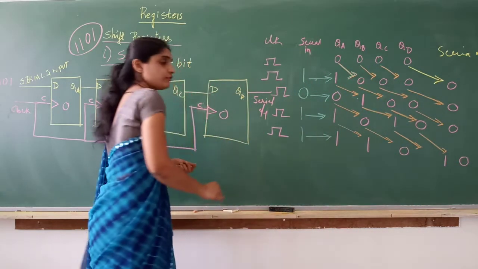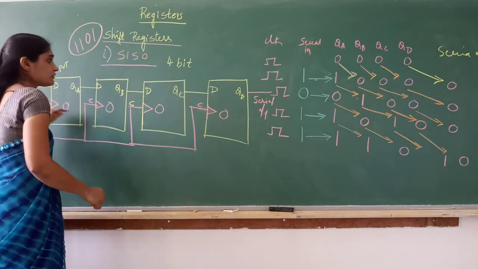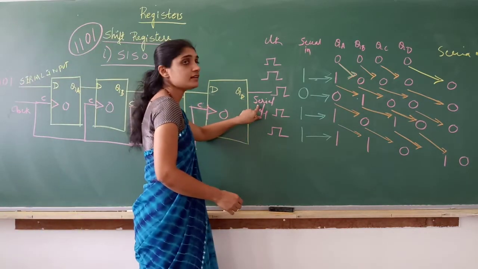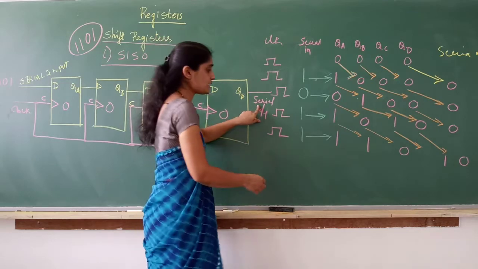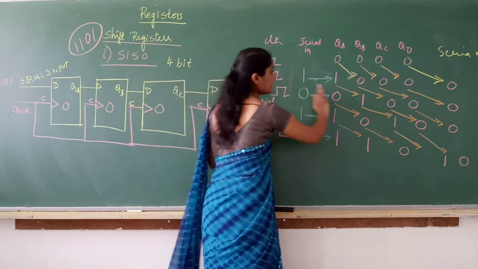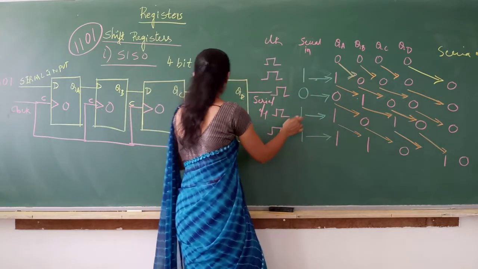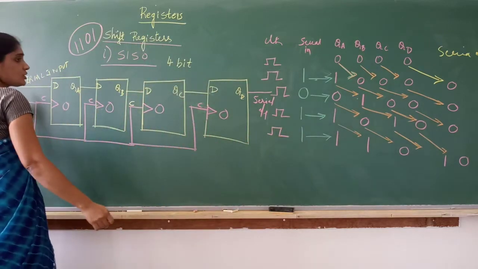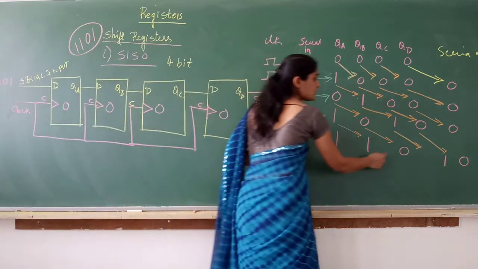Now, over, 4 bits are given. But still, when you want to get the output, you should go on giving the clock pulse. So now all the 4 bits have entered. What is it that I have given? 1, 1, 0, 1. Look at this. 1, 1, 0, 1.